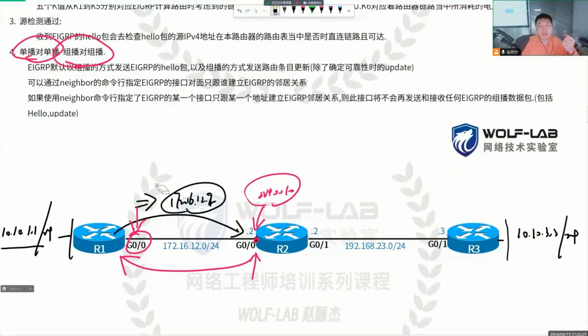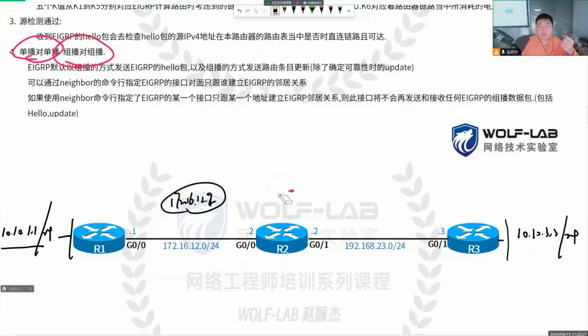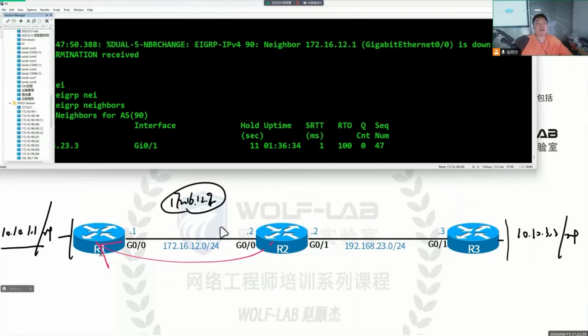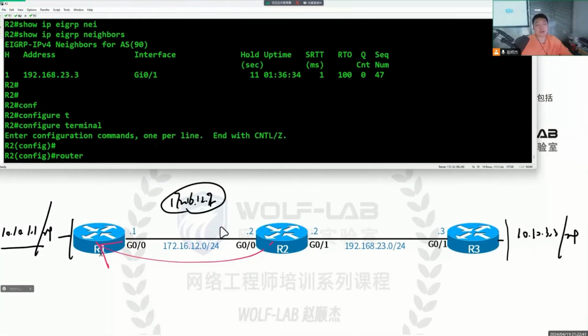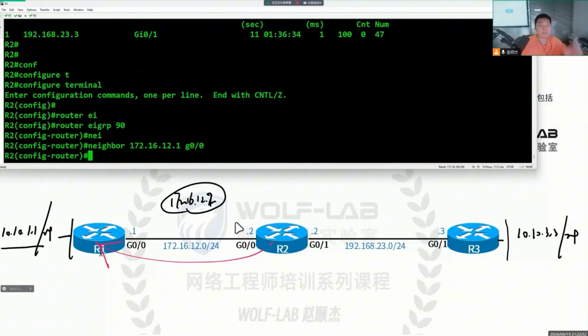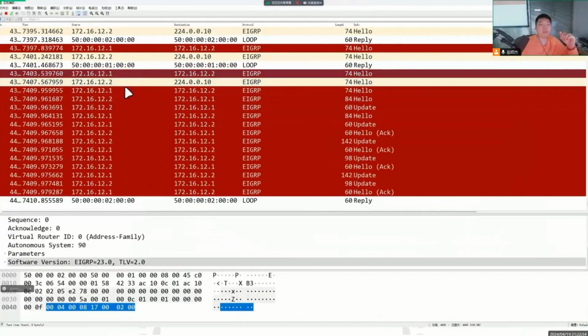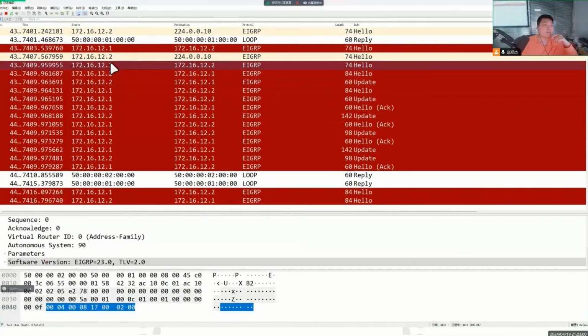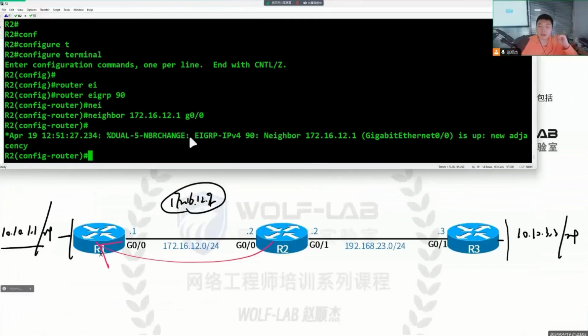Students, for example, here at R2, router EIGRP 90. Then on my zero interface, I will also only pay attention to you. You are the only one in my eyes. Only the messages we send to each other. With this unicast hello packet, R1 sends a hello packet to R2 alone, and R2 sends a hello packet to R1 alone. They can only receive it, and only then can they pick it up. This is unicast to unicast, multicast to multicast.